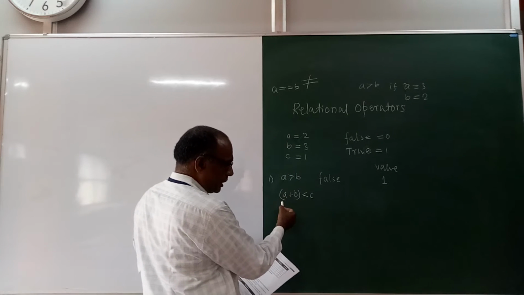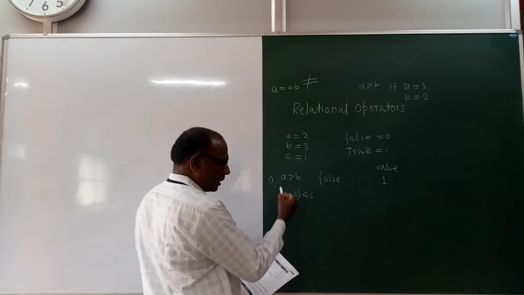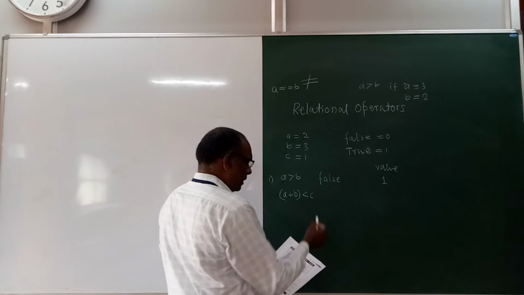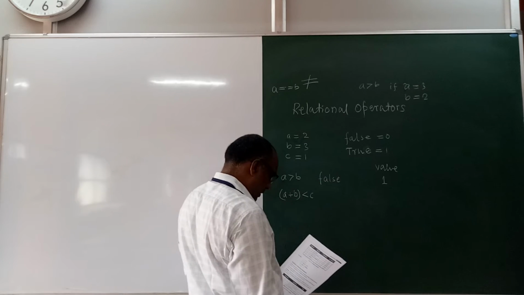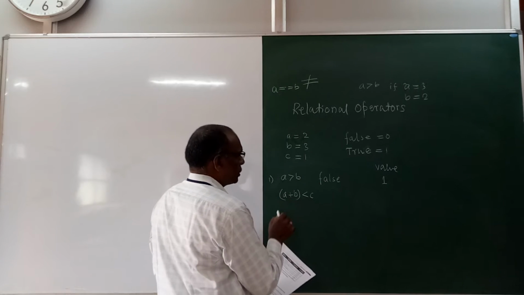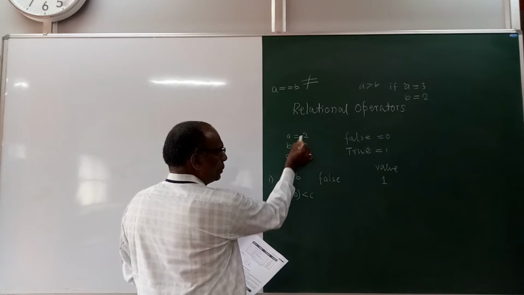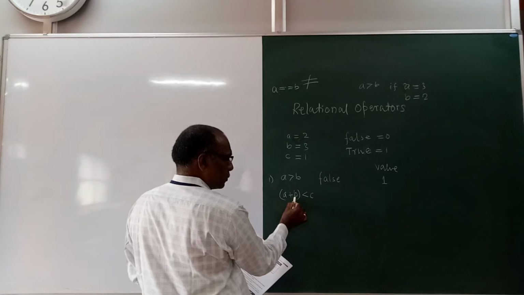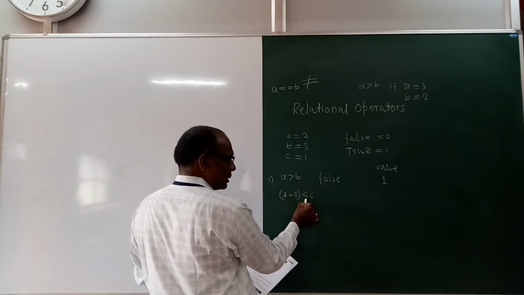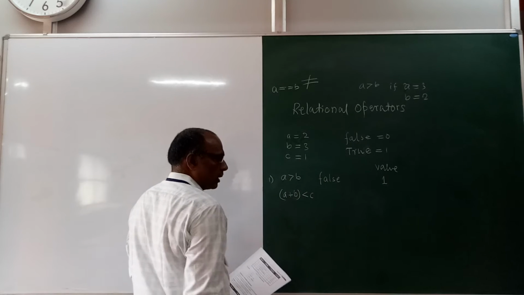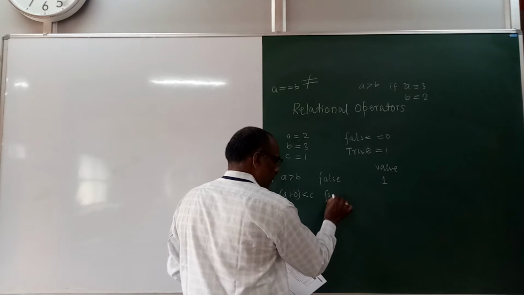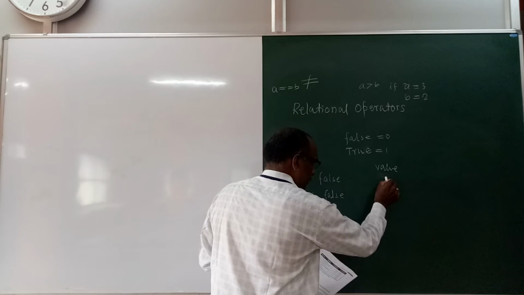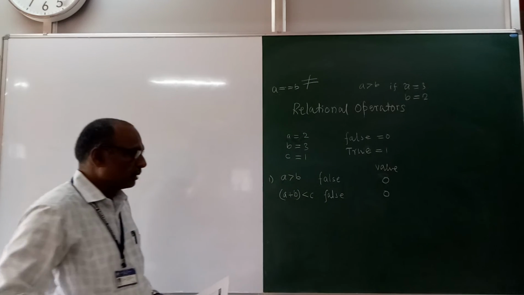when it is executing this expression called a relational expression, it will say, what is the interpretation of this? The result is false because A is equal to 2, B is equal to 3. We have the arithmetic addition. 2 plus 3 is 5, which is less than C, where C is equal to 1. The answer is false here. And the value here is 0. False means 0, true means 1.